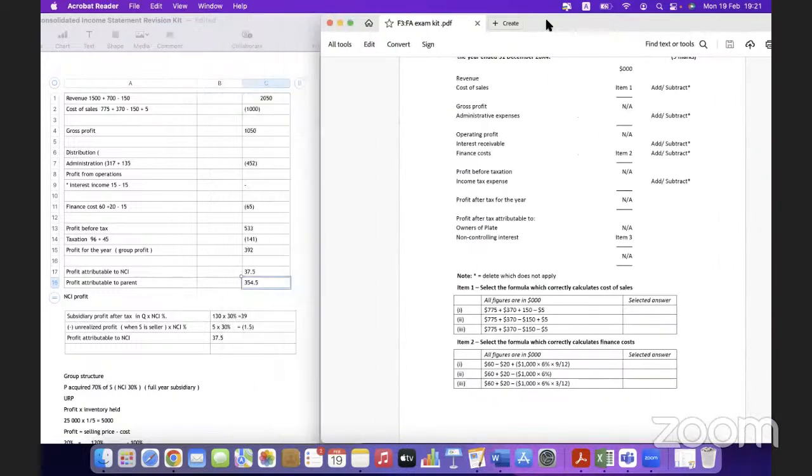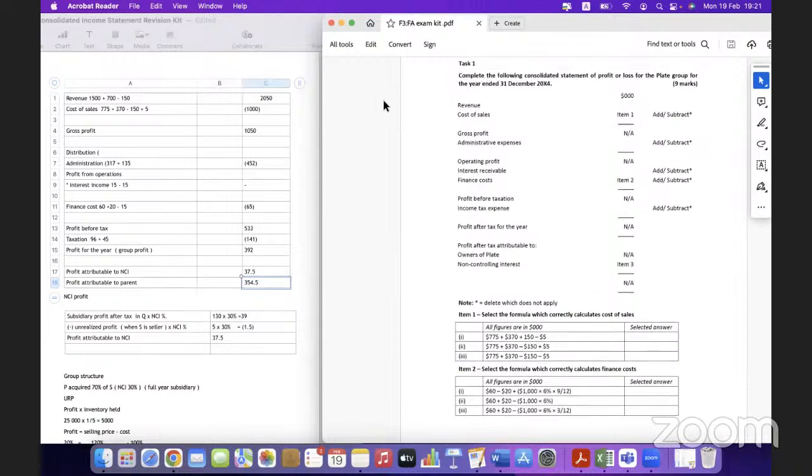Okay. So over here, guys, item number 1, let's select the correct option. 775 plus 370 minus 150 plus 5. Option number 2 should be the correct answer. Right, gross profit NA, no need to calculate, not applicable. Administration expenses, just copy this for the exam. Operating profit, no need.